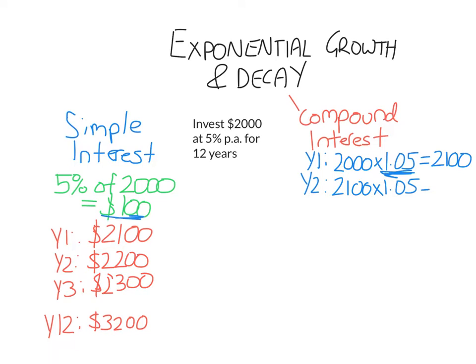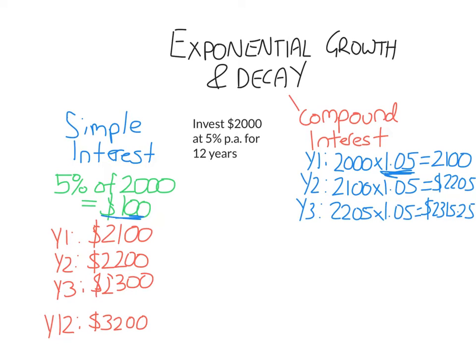It's going to go up by 105. So now, after the second year, I'm going to have 2,205. So at the end of the third year, I don't increase by 100 again, as I did in simple interest. I take my new amount here and increase by 5%, which is the same as timesing by 1.05. So I'd have 2,315.25, okay?